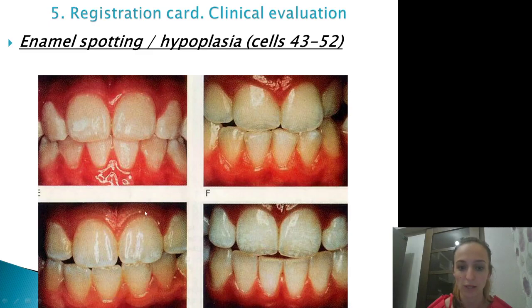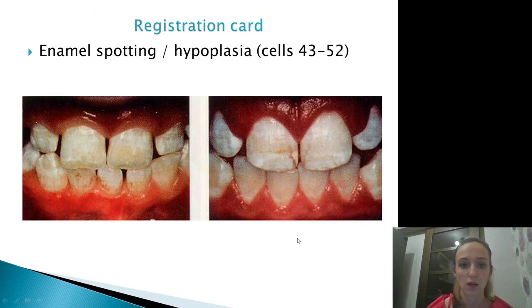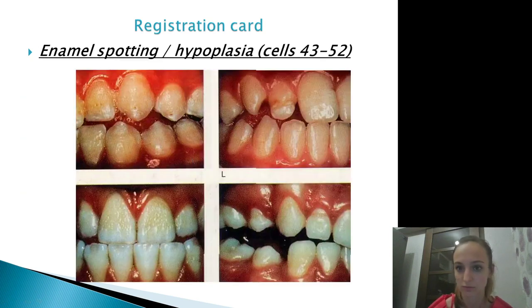And here we have the cases. Please look. White spotting. And here, this is a very hard form of enamel spotting, of hypoplasia of enamel. And please write in your synopsis that we write this information in cells 43, 52.